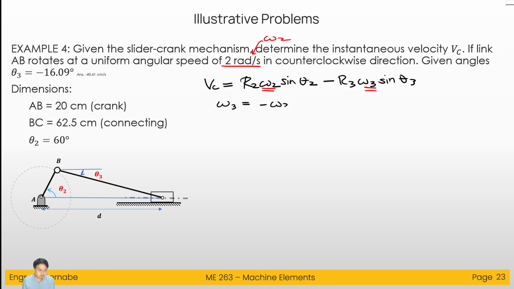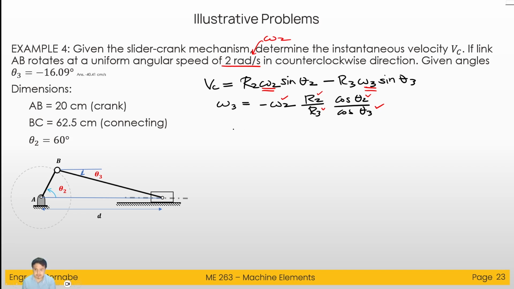Negative omega 2, times R2 over R3, and then you have cosine theta 2 over cosine theta 3. So everything here is given, so you can solve for omega 3. Assuming that you also solved for theta 3. If you don't have theta 3 yet, you need to solve for theta 3 first.